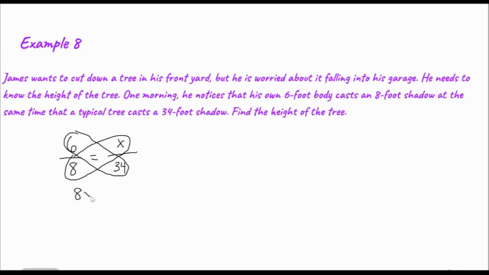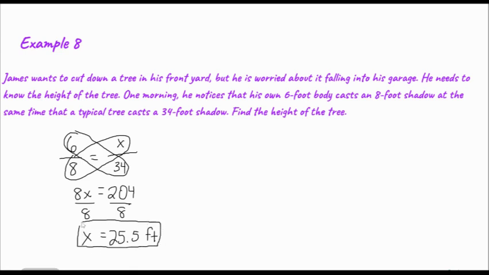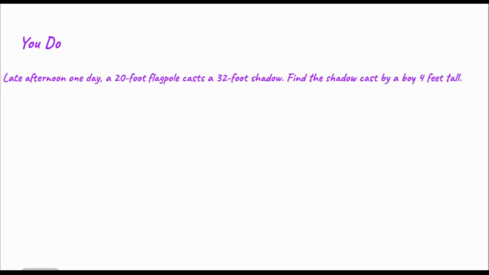So we get 8x equals 6 times 34, which is 204. We're going to divide by 8, and we get 25.5 feet. And then depending on how far the tree was from his garage, he can make a decision from there. All right, go ahead and solve this problem, and then we'll go over it together.